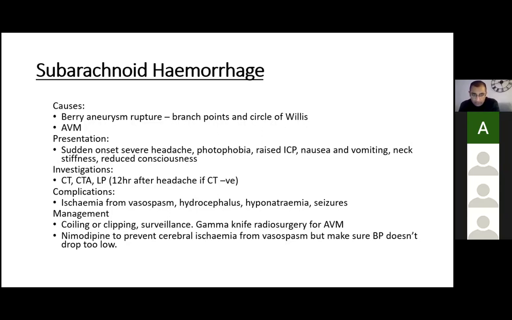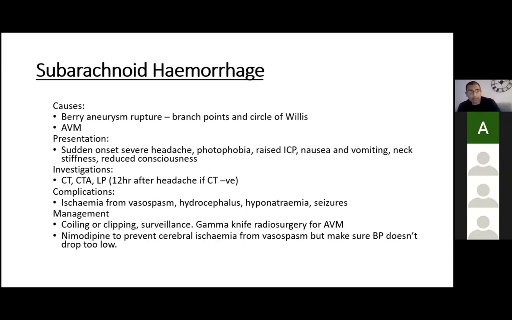And then complications from subarachnoid hemorrhage can be ischemia from vasospasm. You can get hydrocephalus because the blood blocks off the arachnoid granulations, causing obstruction of the CSF flow. Patients can get hyponatremia from syndrome of inappropriate ADH. Then you can also get seizures. And the management is coiling or clipping the aneurysm, and also AVMs. You can use gamma knife radiosurgery, and we use nimodipine to prevent that cerebral ischemia from vasospasm.